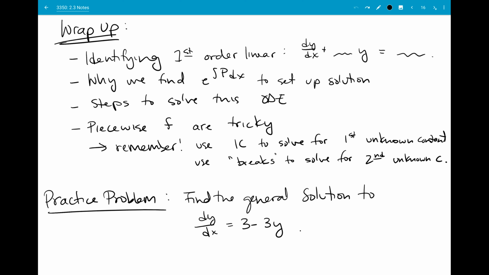So your practice problem, the thing that you should do before class to make sure that you understand the basics of these first order equations before turning to your homework, is to find the general solution to this differential equation: dy dx equals 3 minus 3y. And again, a general solution is going to be some y equal to something plus c, or y equal to c times something. So go ahead and work on that, and I will see you in class.